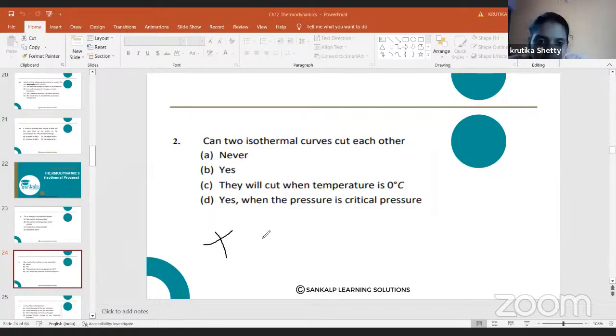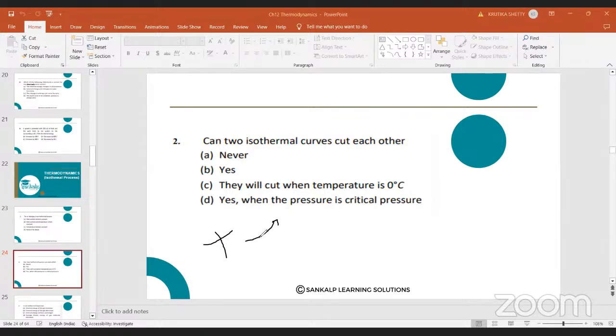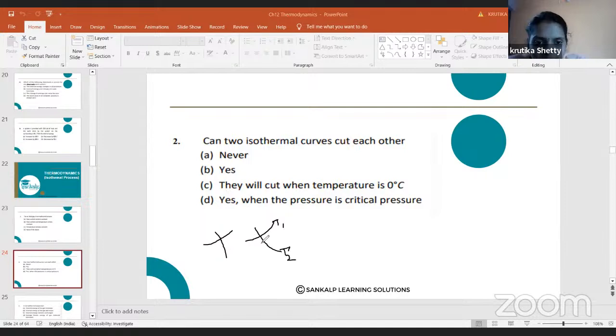Suppose one isothermal process has temperature T1, and if I take one more process with temperature T2, and the curves cut each other, then at the point of intersection, what can you say about the temperature? We cannot say which temperature it is. So we cannot say that the temperature is constant. For that reason, option A is correct here: they never intersect each other, like electric field lines.